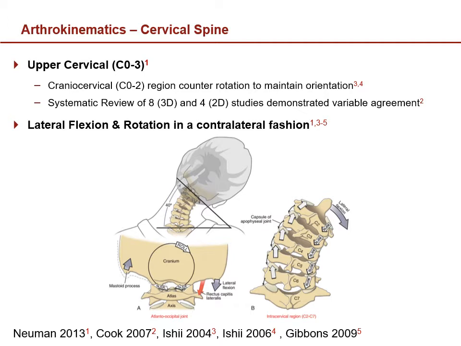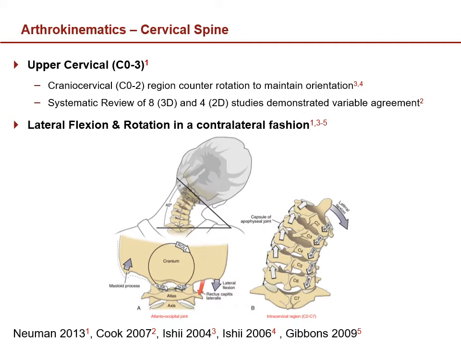Excusing that digression on coupled motions, we'll go back to the upper cervical spine, and we're looking at side bend. In the craniocervical region, there is counter rotation to maintain the orientation, as previously discussed. And you can see that it looks very similar to the arthrokinematics that we saw within the rotation of the cervical spine. The exception here is that the emphasis is on the OA joint and the intracervical regions of C2 through C7 versus the AA joint.